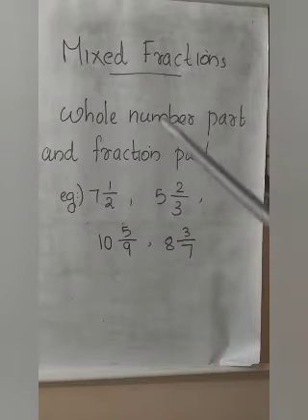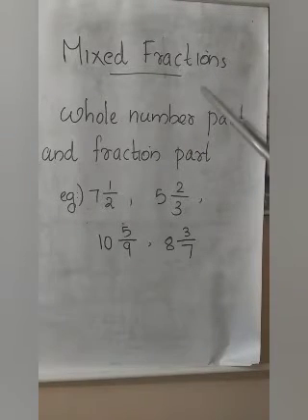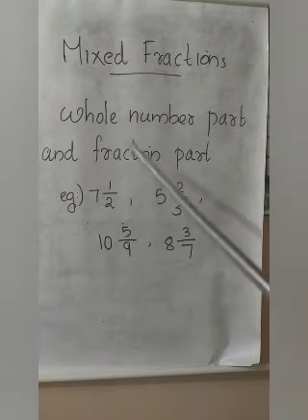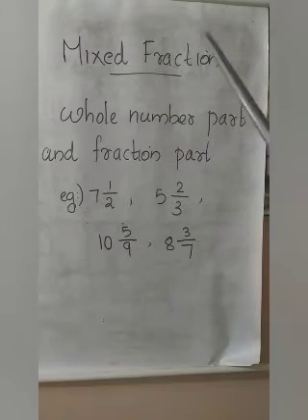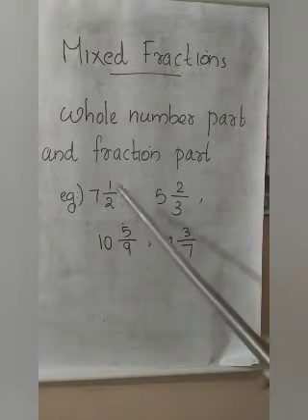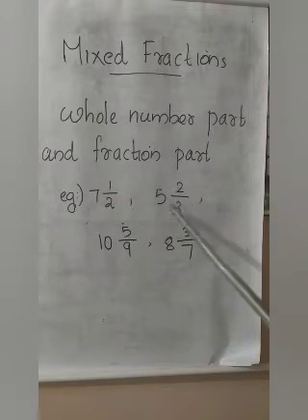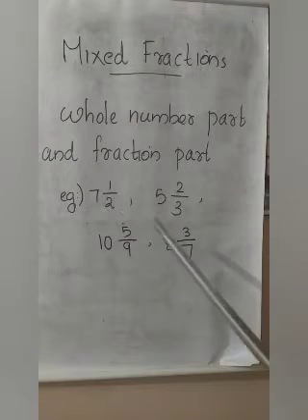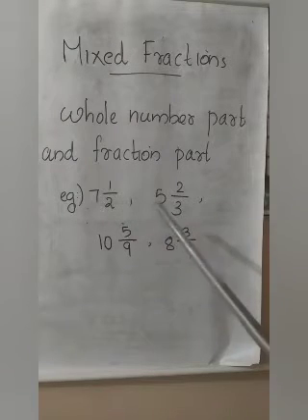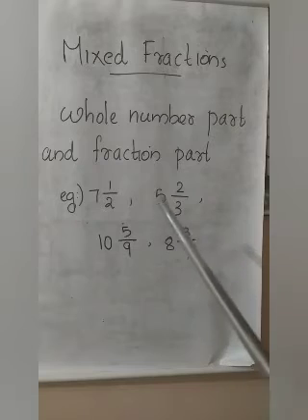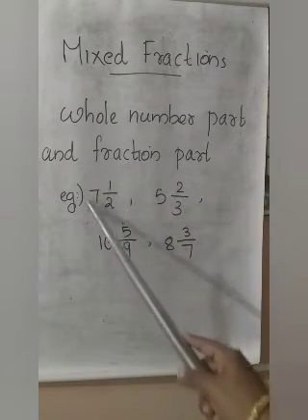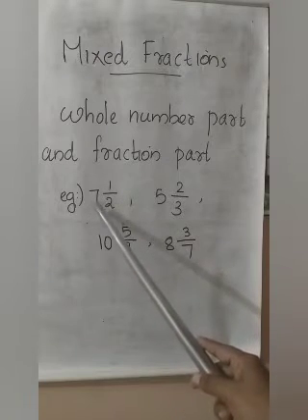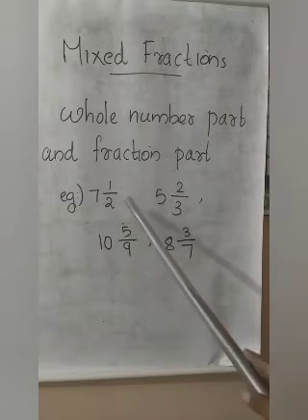The third type is mixed fractions. What is a mixed fraction? It is a combination of a whole number part and a fraction part. So we can look at an example: 7 1 by 2, 5 2 by 3, 10 5 by 9, 8 3 by 7. When we look at these fractions, we can see a whole number part and a fraction part. In the case of 7 1 by 2, 7 alone is the whole number part and 1 by 2 is the fraction part.